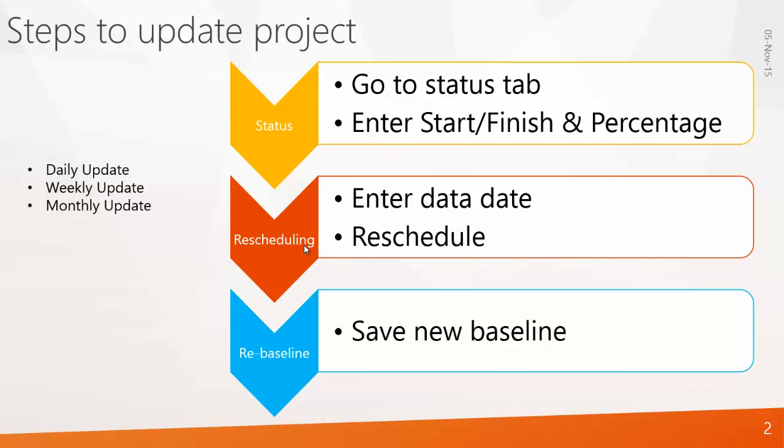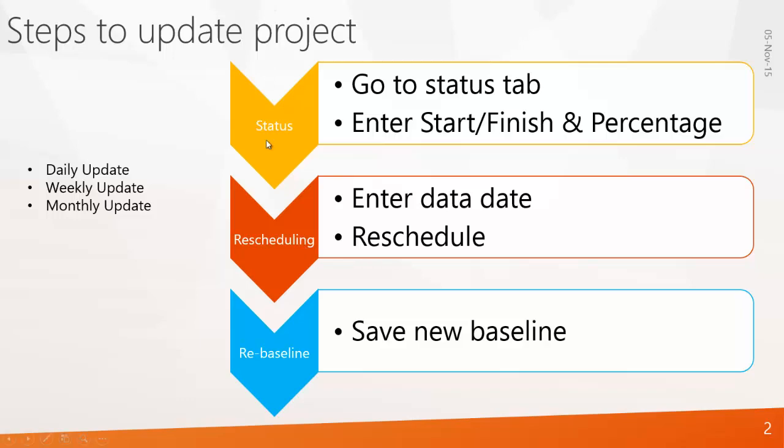And after doing the rescheduling, you have to re-baseline it. Sometimes when you do rescheduling, you can see some delay in the project. So this delay, definitely management will ask you what is the reason for this delay. So you have to convince them of the reason for that delay. And if the management is convinced and they say, okay, this change is agreed, then you can re-baseline it. This process will happen every week. Status, rescheduling, re-baseline. This process will keep continuing every time you update the project.